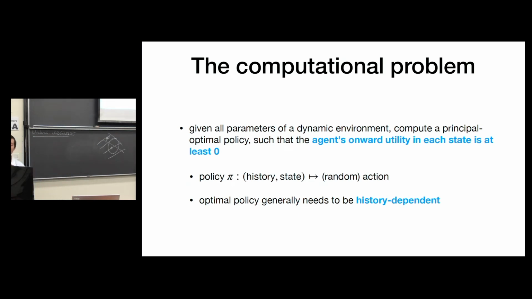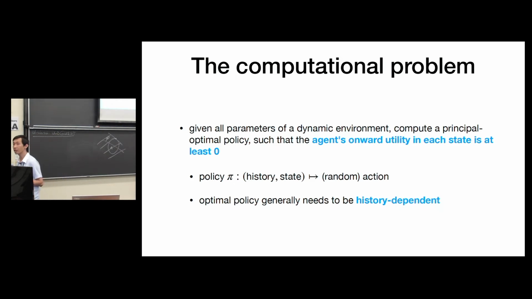So now we have a computational problem, right? Given all parameters of the environment, the transition probabilities, the reward functions, we want to compute a principal optimal policy, which maximizes the principal's long-term utility, such that the agent's onward utility in each state is at least 0, or any constant, doesn't really matter.